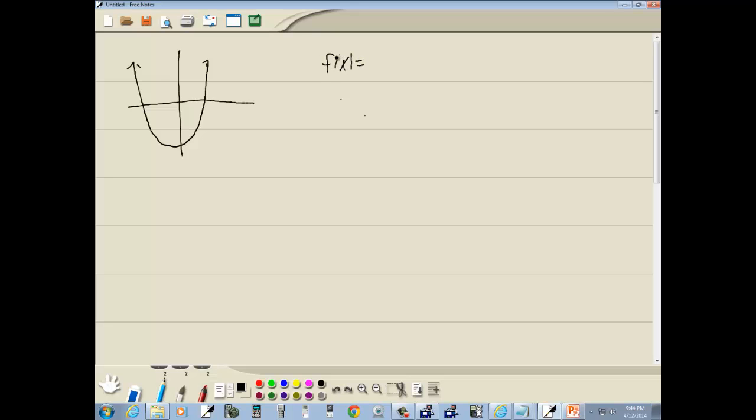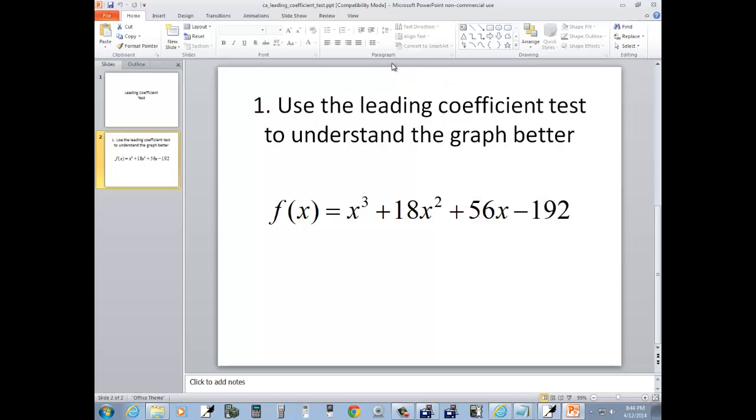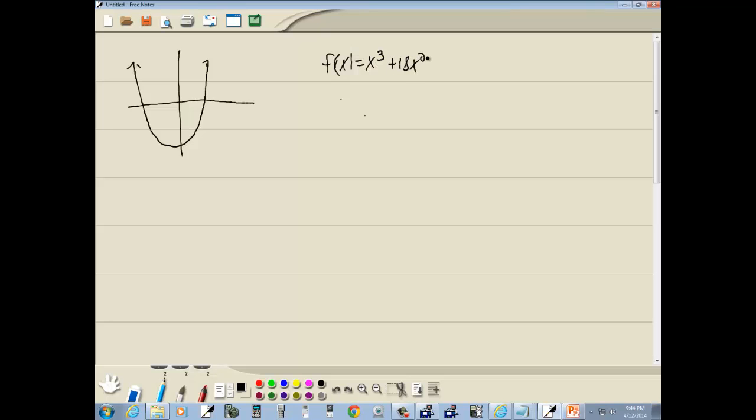We got f of x is equal to x to the third plus 18x squared plus 56x minus 192. Leading coefficient test. It tells us to look at the leading term, which is our first one. This one right here. And it's got a coefficient associated with it. Coefficient is the number that's in front of the x, which in this case coefficient be 1. It also has a power, which is referred to as our degree. So the degree is 3.